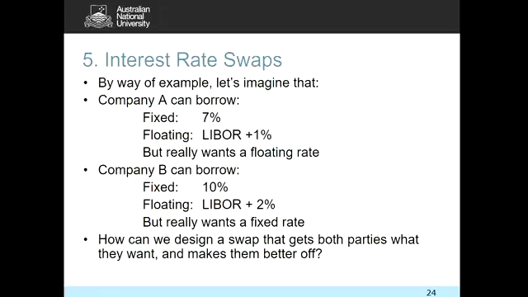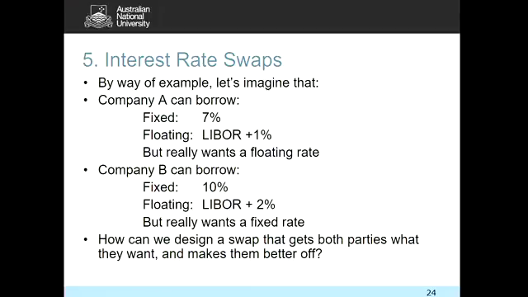But for this swap to work, company B has to end up paying less than 10%, and company A has to end up paying less than LIBOR plus 1%. So in other words, we're going to make both of them better off. They're going to borrow in what they want, but at a lower rate. Okay, and that occurs because we look at where they have their comparative advantages.